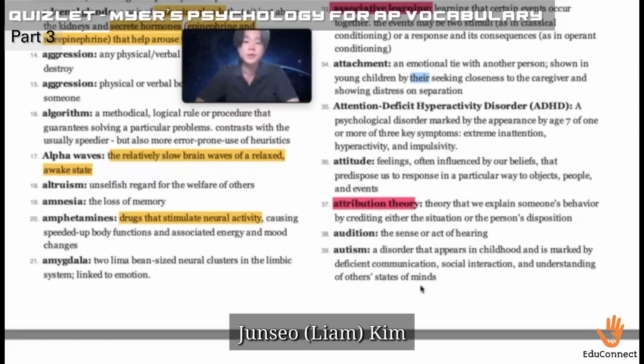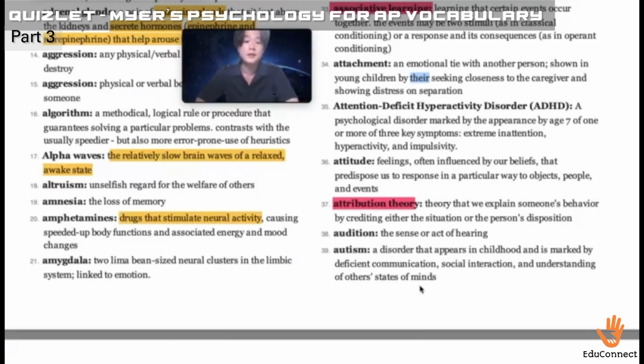Starting with associative learning, I'm here to talk about some key vocabulary in AP Psychology that you must know for the upcoming AP Psychology exam. So let's start right away.